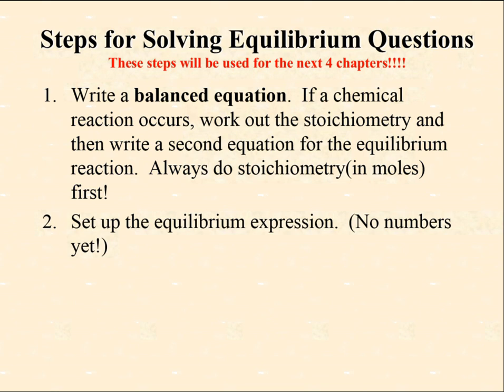Sometimes it's going to be written as, for example, a general reaction. It may not be net ionic. Sometimes you'll need to write a net ionic equation to do that. You always want to work out any stoichiometry issues within the question prior to working out the equilibrium.